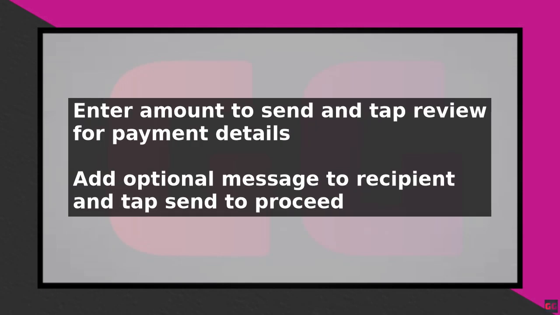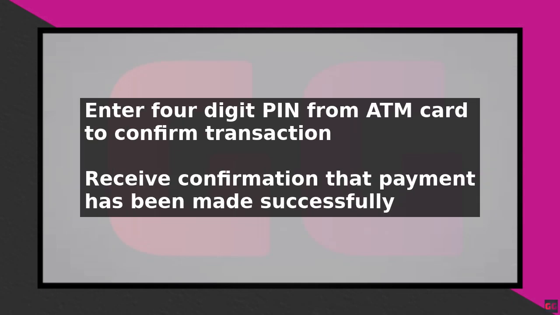Next, select the recipient by tapping their email address and then Continue. If needed, enter the recipient's first and last name, and then tap Continue again. Enter the amount you want to send, and tap Review. On the following screen, you can add an optional message to the recipient and tap Send.